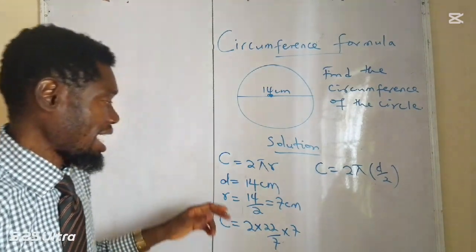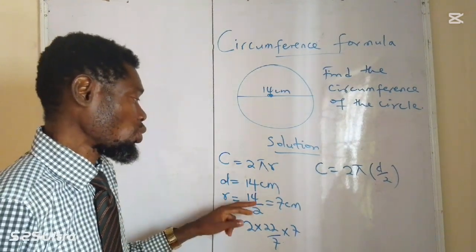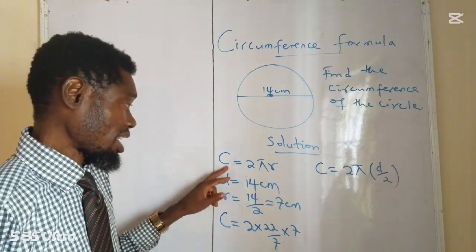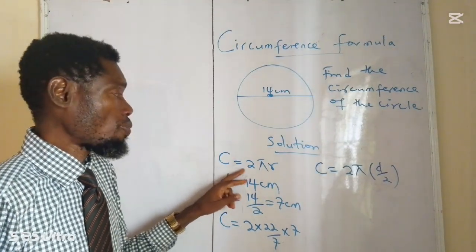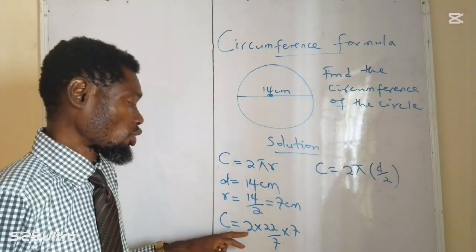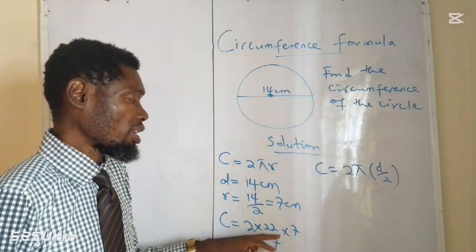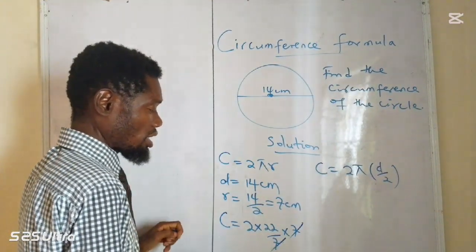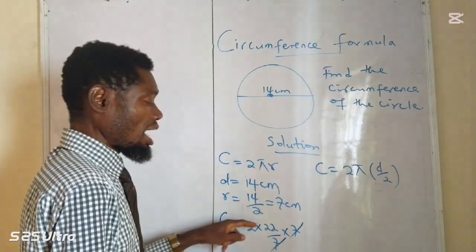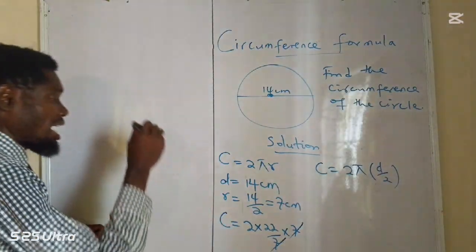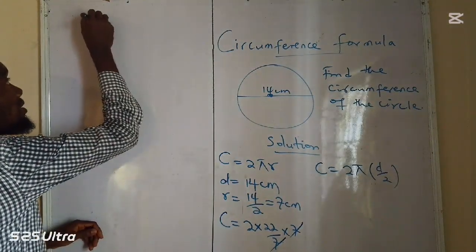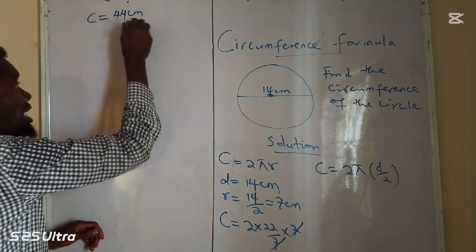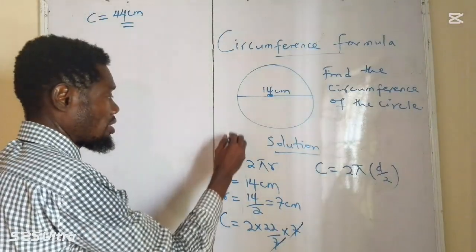So from the first formula, we've divided 14 by 2 and we got 7. If we substitute that in the formula, C is equal to 2 pi r, we'll have C is equal to 2 times 22 over 7 times 7. Of course, you know that 7 cancels out 7, and what is left is 2 and 22. So our C will be equal to 44 centimeters. That is using the first formula given to us.